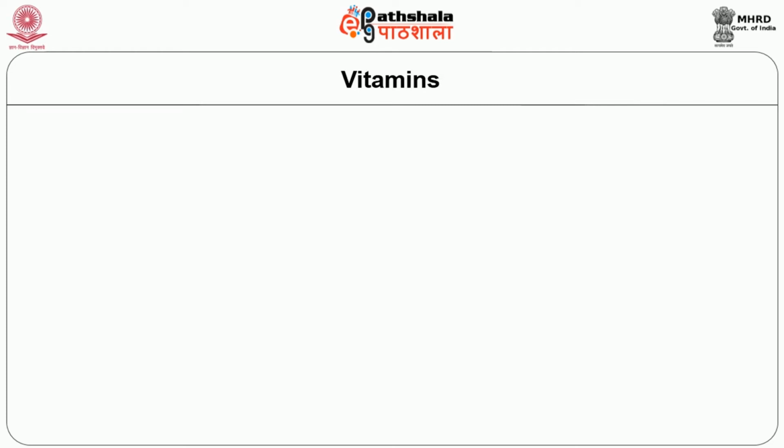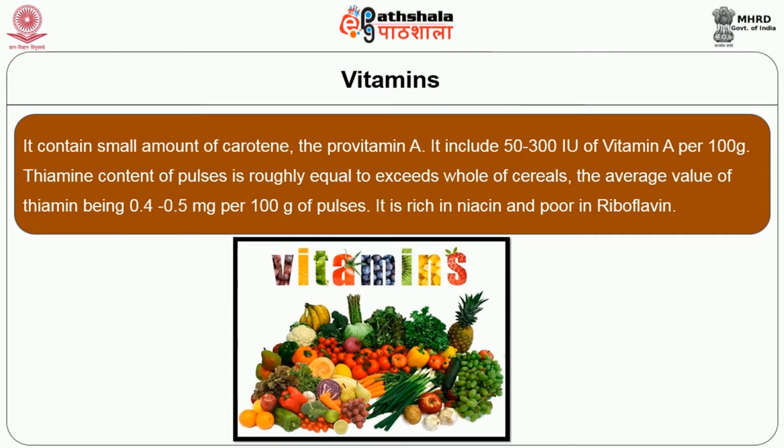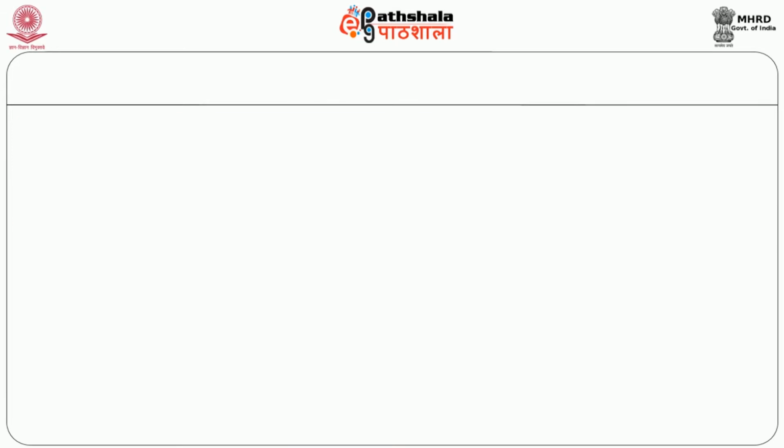Next, the vitamins. Pulses contain a small amount of carotene, the provitamin A. They include 50 to 300 IU of vitamin A per 100 gram. The thiamine content of pulses roughly equals or exceeds that of the whole of the cereals. The average value of thiamine is about 0.4 to 0.5 milligram per 100 gram of pulses. It is rich in niacin and poor in riboflavin.